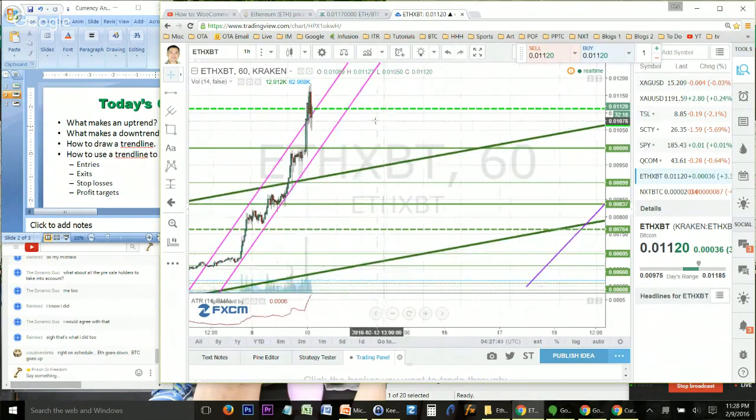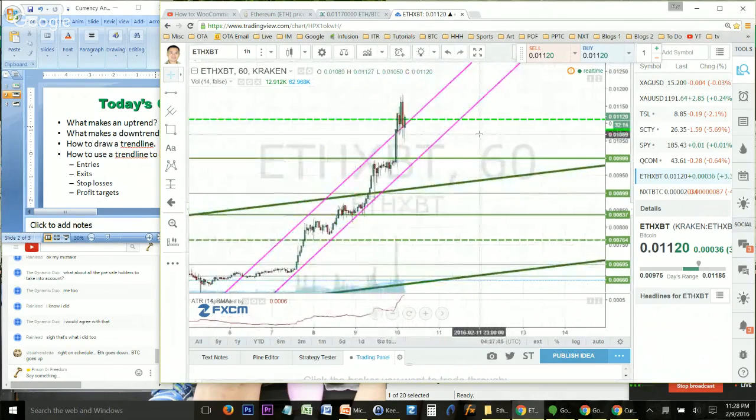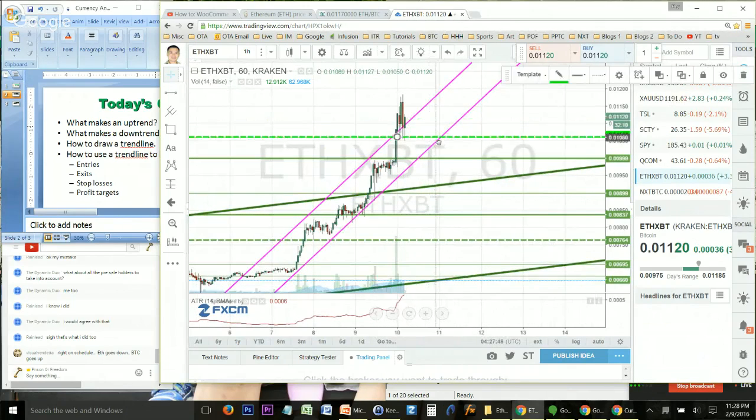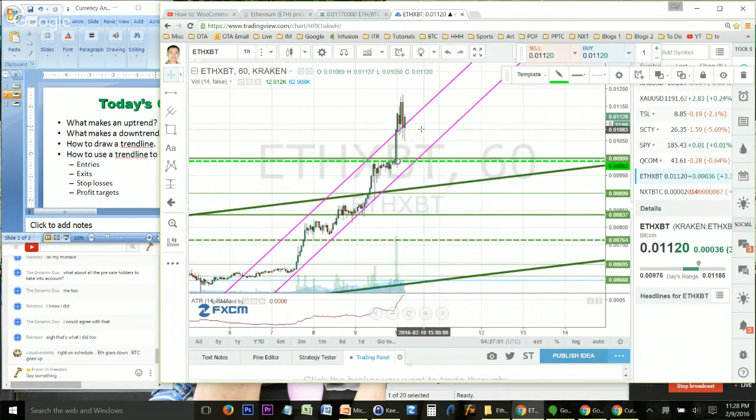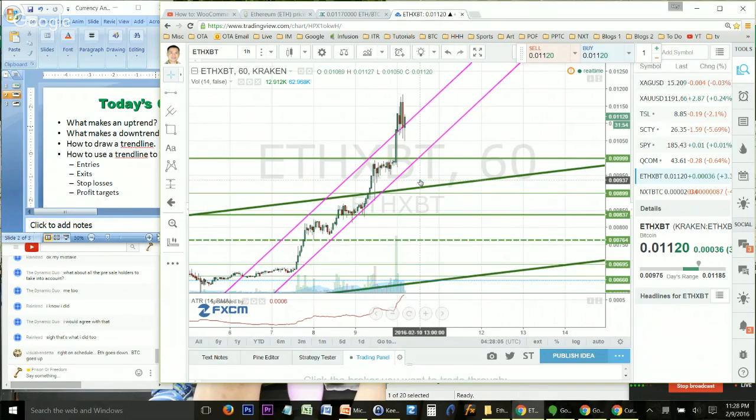So if I was not in this trade already from the beginning, like Eric and I were, what I would do is wait until it comes down to here, or to this side of the trend line, to get in. Or I would wait until it comes down and hits this thick green trend line right here, and then take it from there up. So those are the different places that I would look to get in.